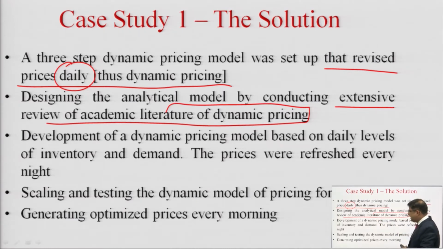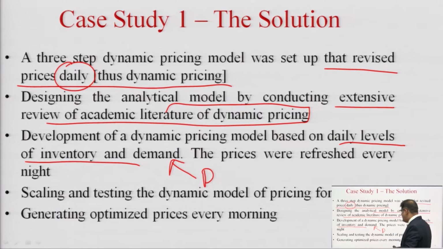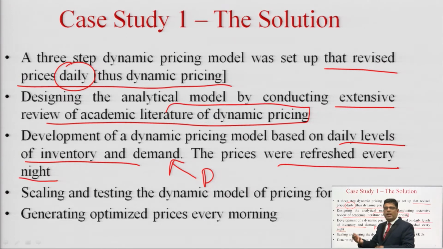Then the second step was the development of a dynamic pricing model based on daily levels of inventory. So, the levels of inventory were checked daily, and also the demand was tracked on a daily basis. These two were tracked for a long period of time, and based on these two factors, a dynamic pricing model was made and the prices were refreshed every night. So, every night, based on the demand on a particular day and the level of inventory, the prices were revised, and in the morning the prices were set.